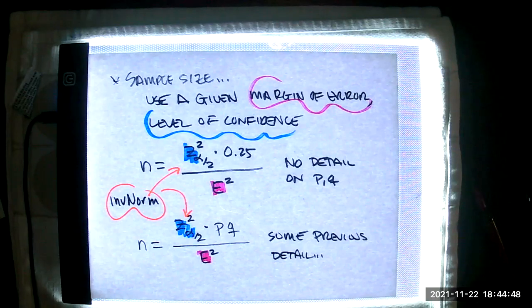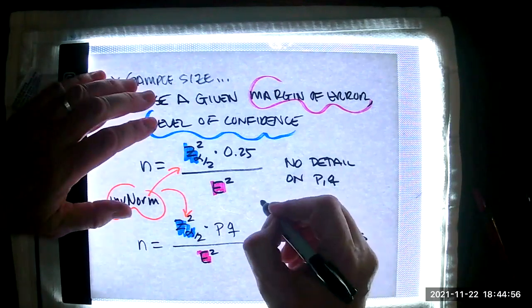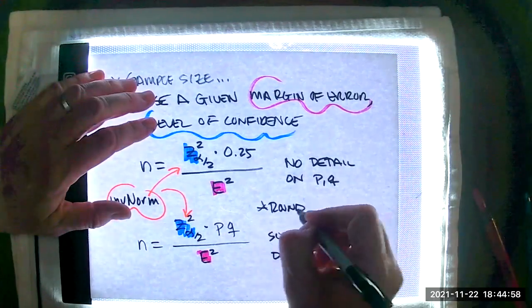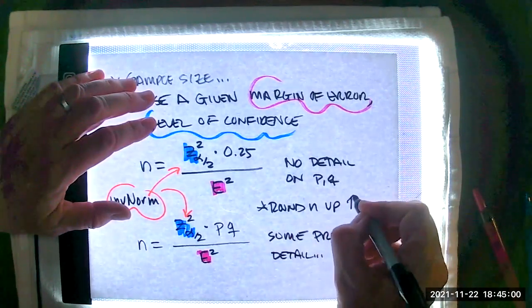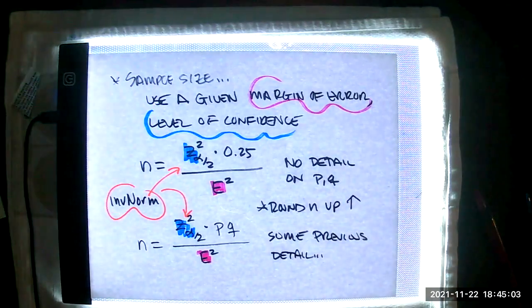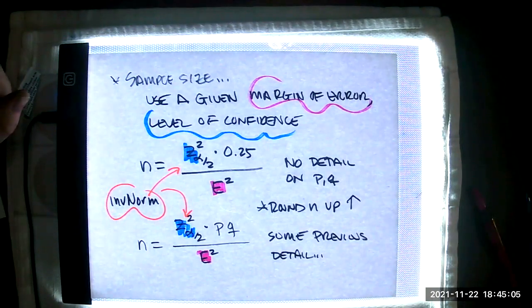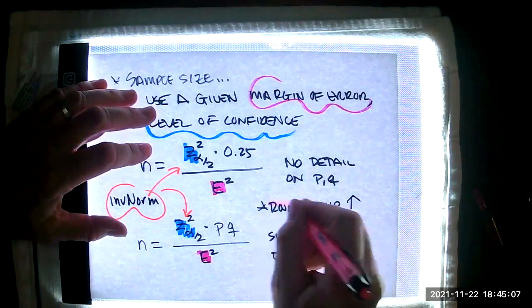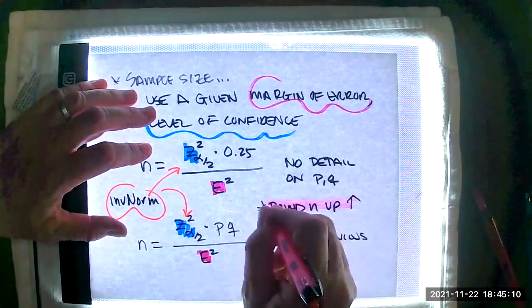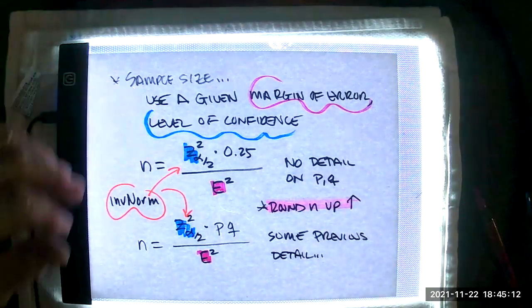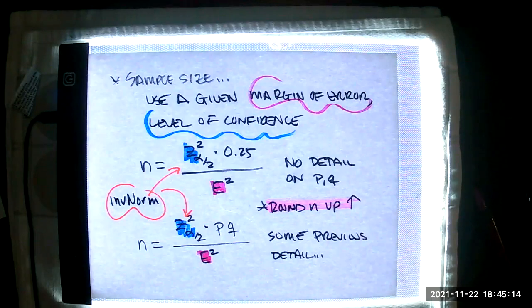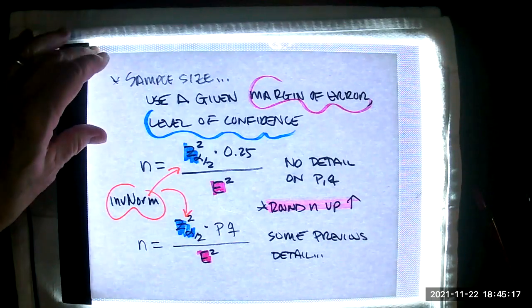There is one other issue, though, with this particular problem. If n does not come out to be a whole number, and it usually doesn't, the rounding rule is to round n up. Round n up. And that's a very important rule. If we round down, we won't have quite the level of accuracy we desire. So that's the material that comes out of section 7.1.